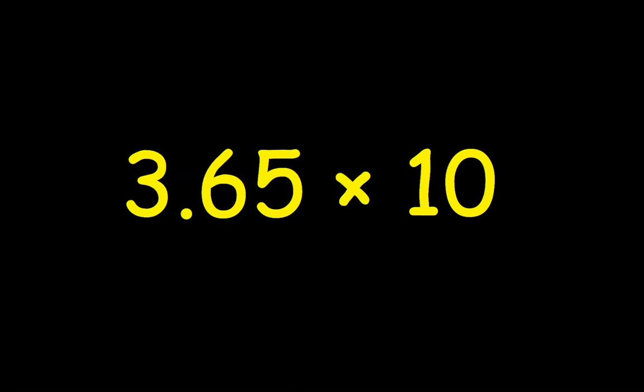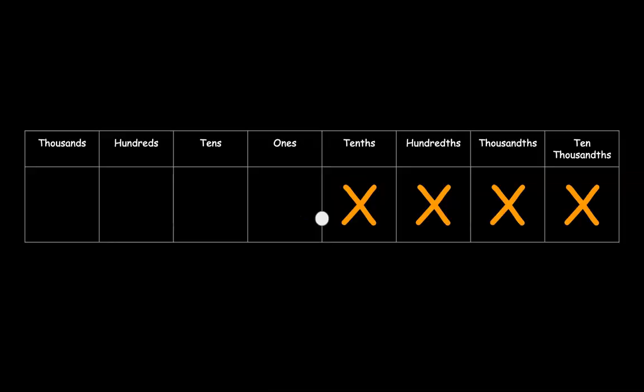Here's another reason that it really makes me grumpy when people get taught just add a 0. We're going to do 3.65 times 10. Let's just add a 0. All right, there's 3.65. Just add a 0. Oh dear. Well, 3.65 and 3.650 are pretty much the same thing. So it doesn't work, does it? And that is why I do not like it when students are taught to just add a 0.